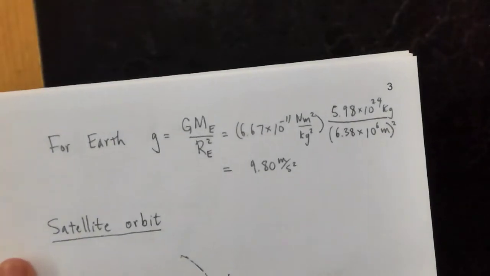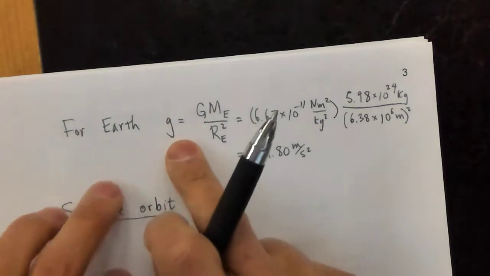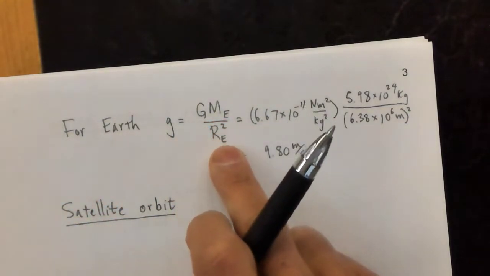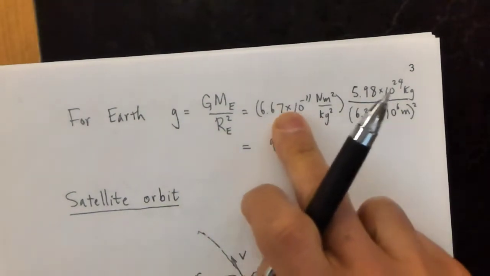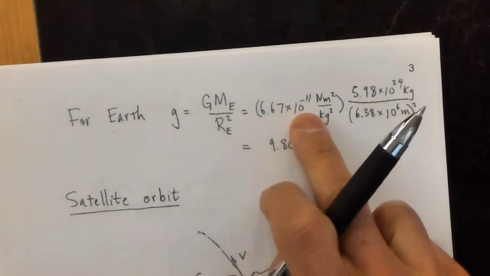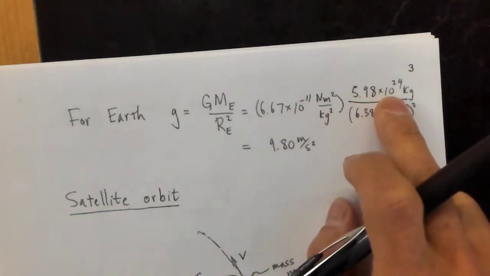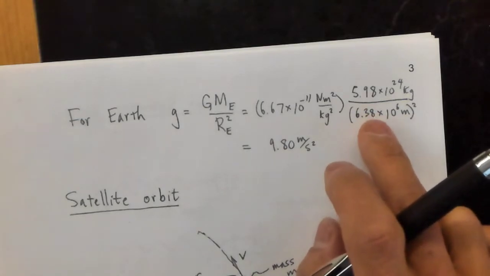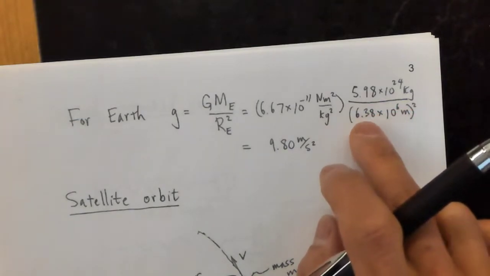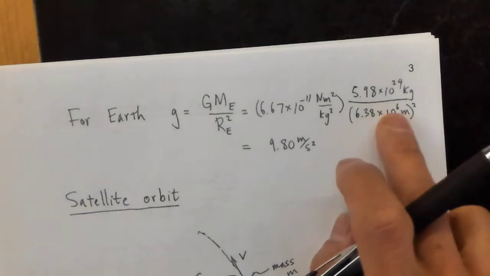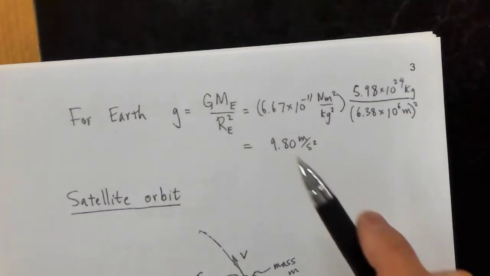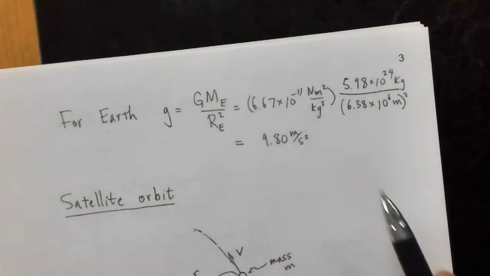Let's go on. So for the case of Earth, small g is equal to capital G, capital M for the Earth, over the radius of the Earth squared. So plug in the values, 6.67 times 10 to the negative 11, 5.98 times 10 to the 24th. If you need the mass of the Earth, that will be given to you. Divided by the radius of the Earth, that would also be given if needed, 6.38 times 10 to the 6 meters, squared. Some of these are actually on the equation sheet. And then you get 9.80 meters per second squared. Questions about this?